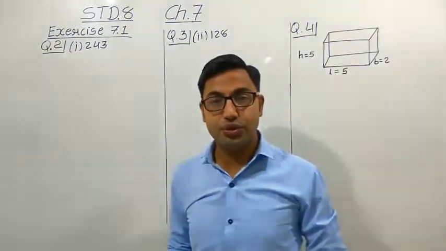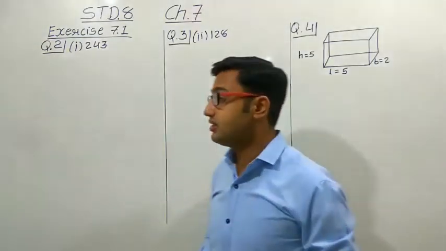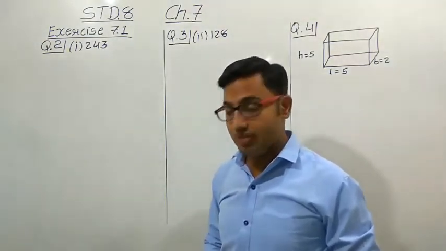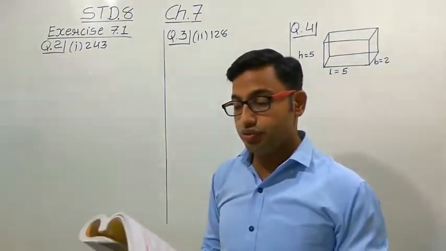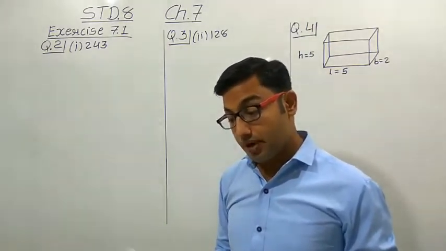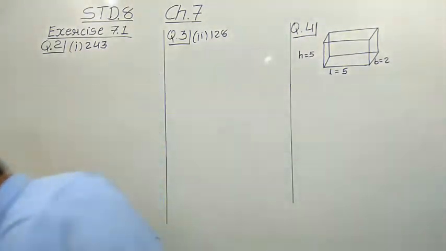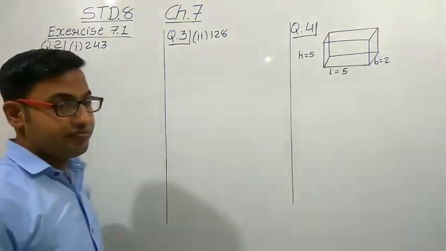Hello students, today we will study question number 2 of exercise 7.1. This is the topic of standard 8 chapter number 7, cubes and cube roots. So what is the question? Find the smallest number by which each of the following numbers must be multiplied to obtain a perfect cube. So here we have been given a number, let us suppose 243.